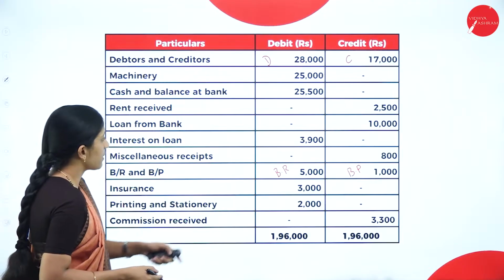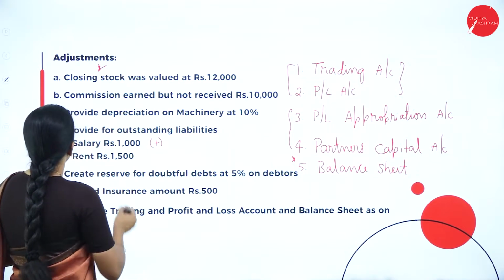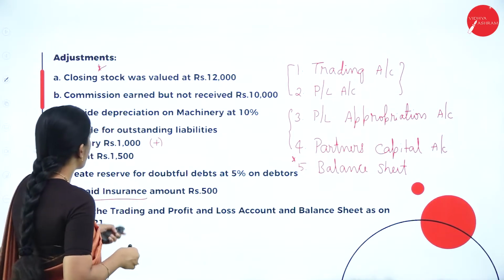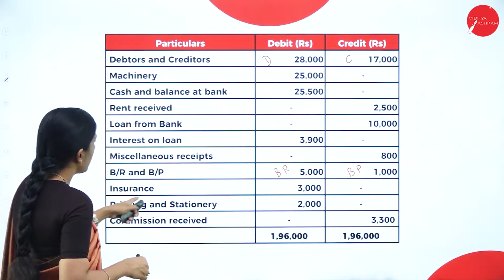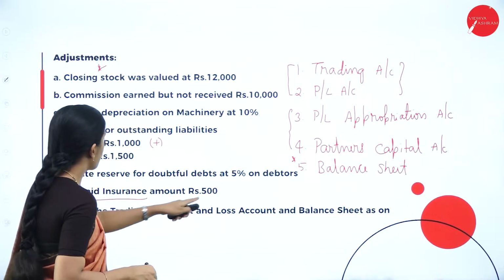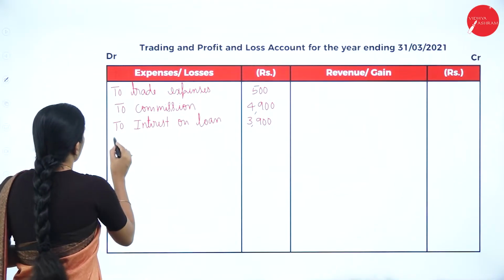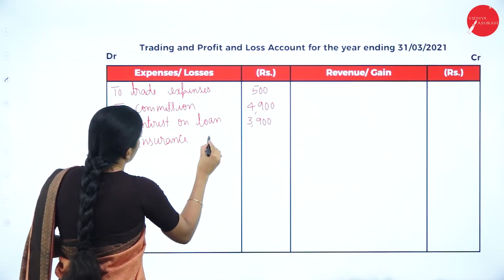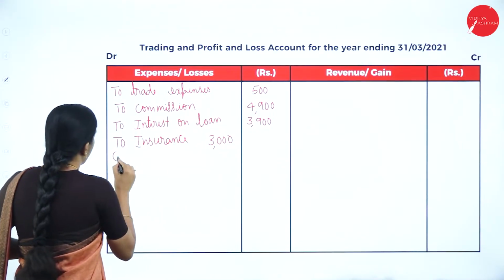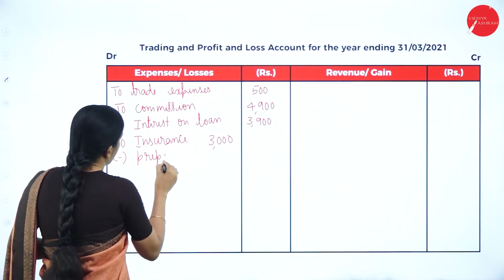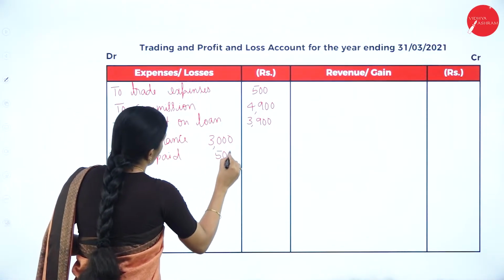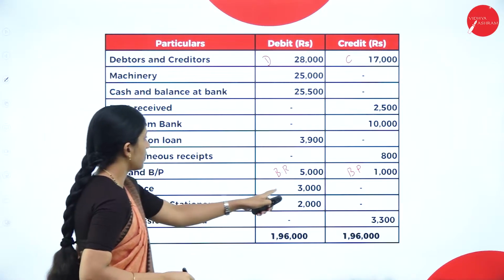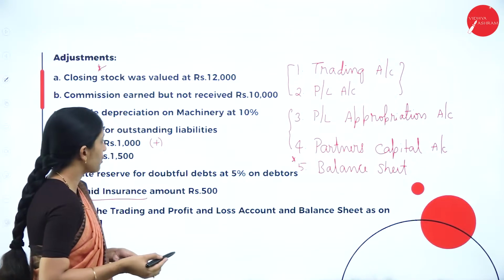Insurance, so insurance 3,000, but we have adjustment on insurance, that is prepaid insurance. So you have to minus prepaid. So insurance amount is 3,000 minus prepaid 500. To insurance 3,000 minus prepaid 500. So, outer column 2,500. So, insurance is 3,000 minus 500, 2,500.